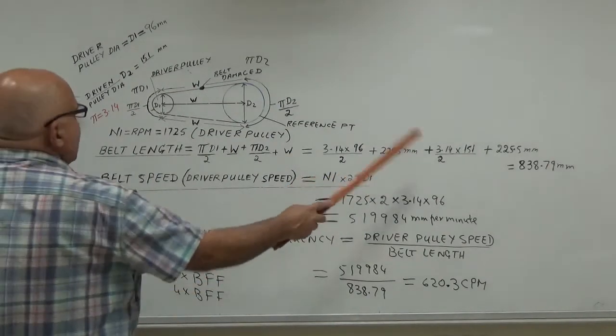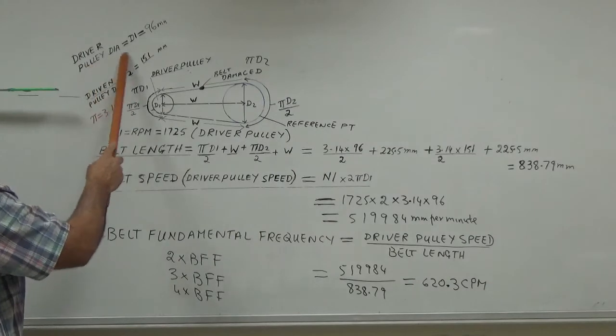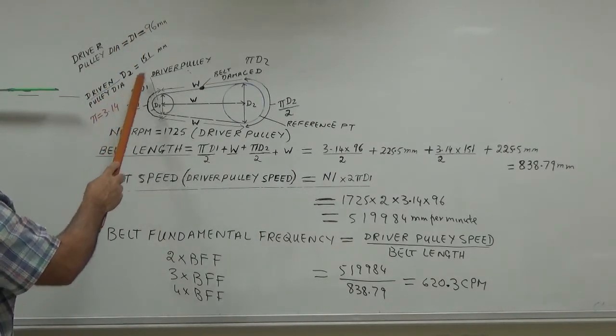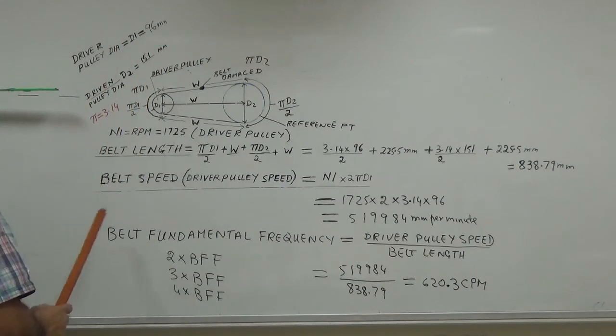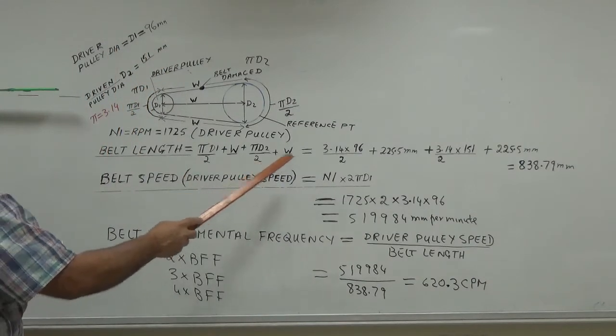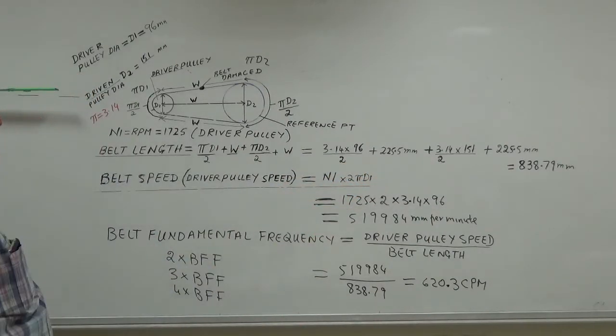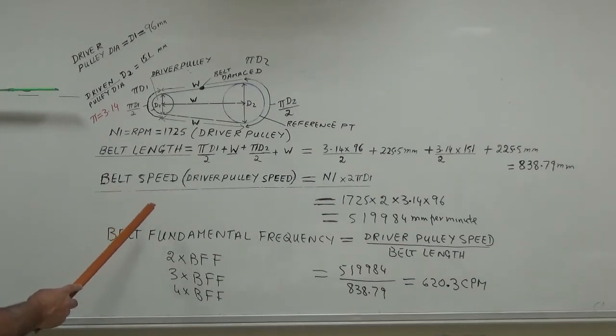You can see here D1, the driver pulley diameter, is 96 millimeter, and the driven pulley diameter is 151 millimeter. So we can calculate the belt length, and the answer is 838.79 millimeter.